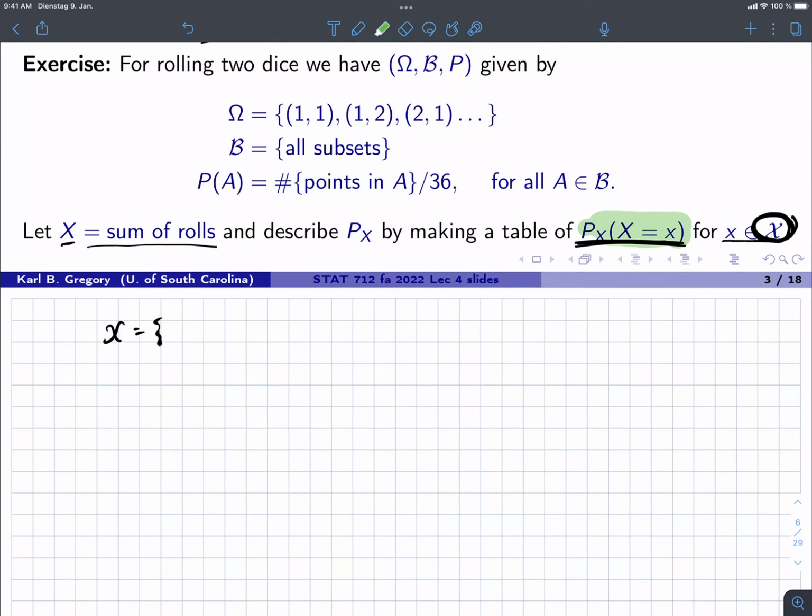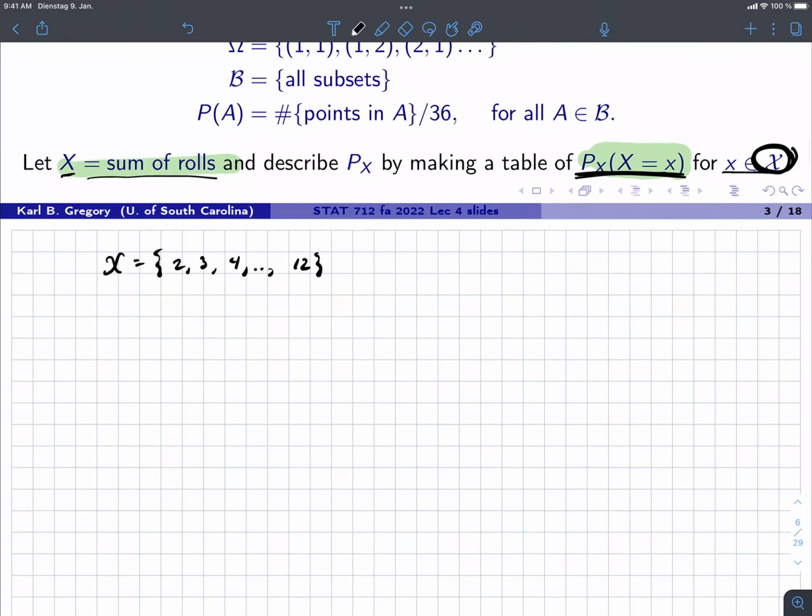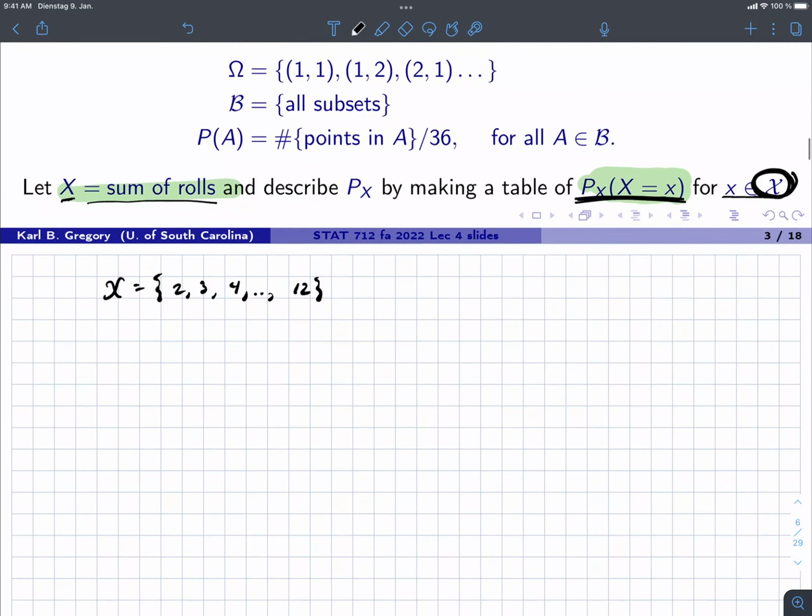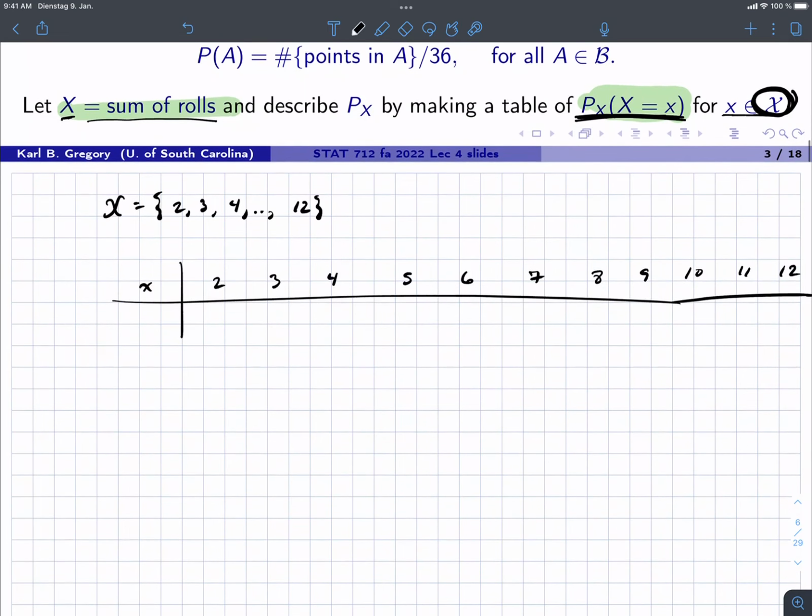So if I'm rolling 2 dice and x is the sum of the rolls, I can get any of these numbers for the sum of the rolls. Okay, and so what I want to do is make a table where I've got all the values that x can take, 2, 3, 4, up to 12. And then down in the second row, I want to put the probability that x takes that value.